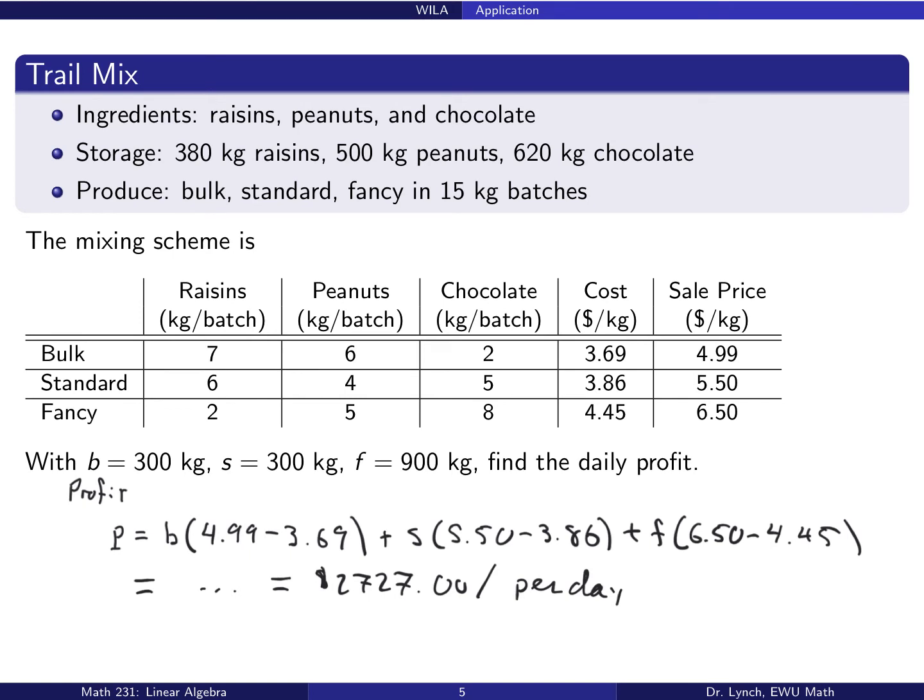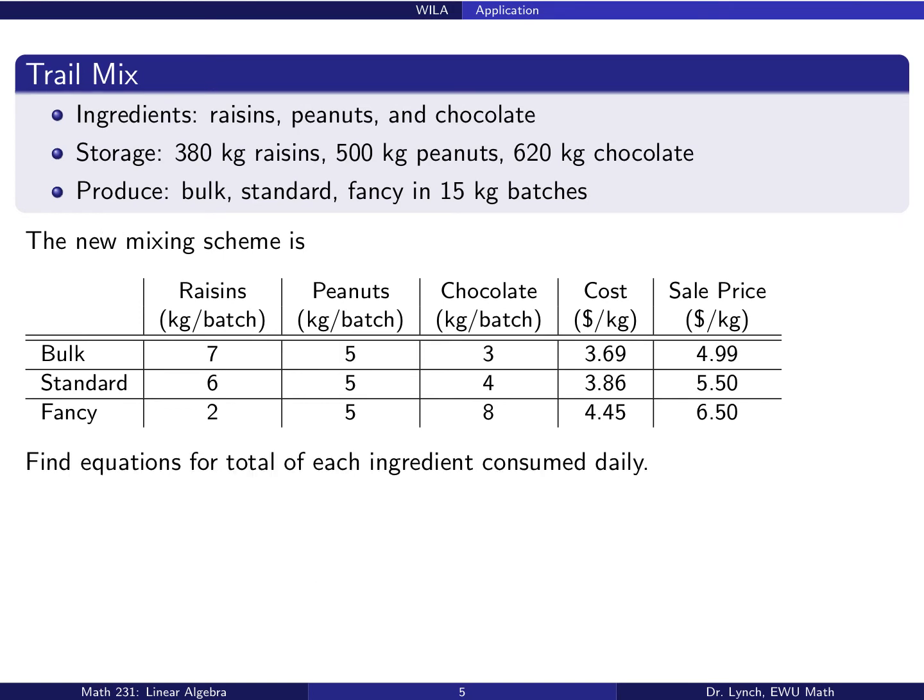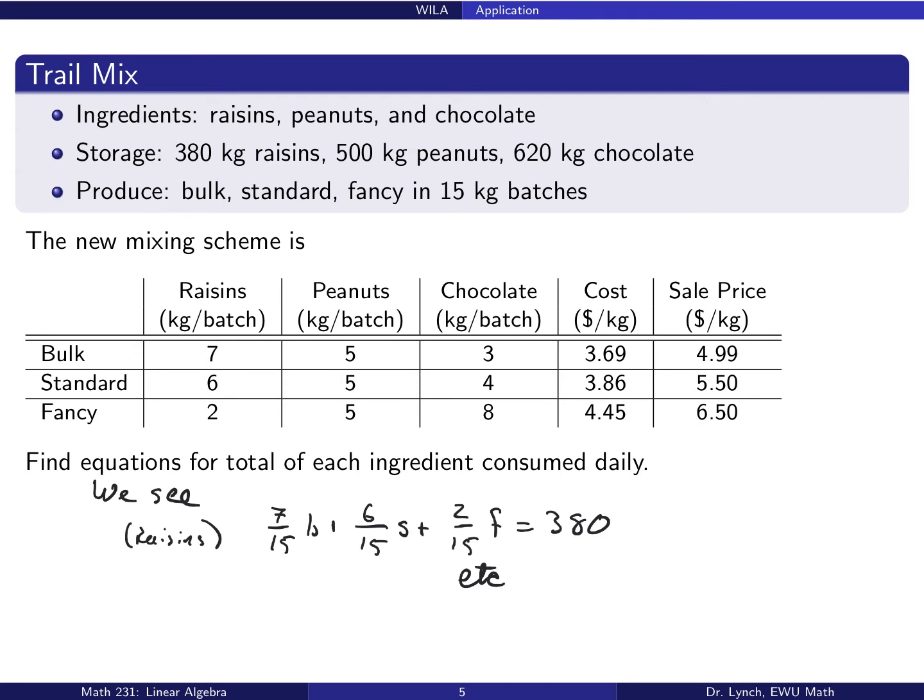Now, things are wont to change, as they likely do, and one change might be a new mixing scheme here, where we change the amount of bulk, fancy, and standard, and change the proportions in each batch. So we can play the same game here and find new equations for the total amount of each ingredient consumed daily. So here's the equation that tells us the ratios of peanuts, and here's the equation for the raisins. We can see how to find equations for the peanuts and the chocolate similarly.